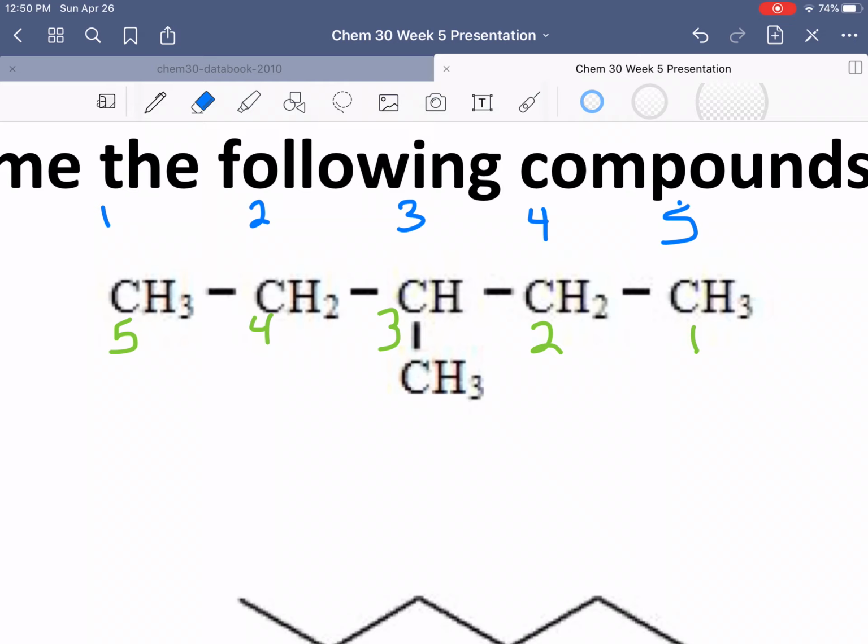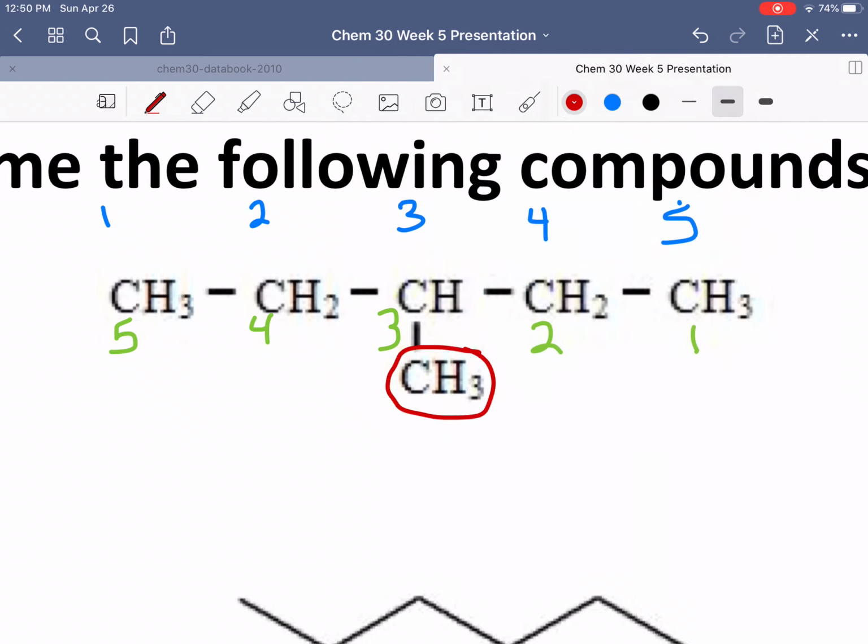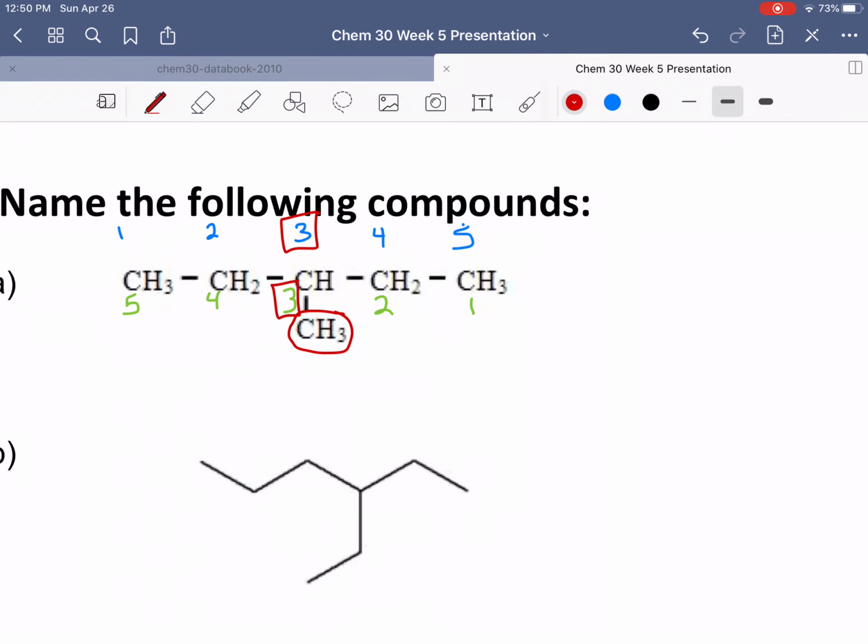Well, look at which one gives us the lowest number for our branching. This is the branch off of it. And if I go from blue numbers, 3 is the lowest. If I go from green numbers, 3 is the lowest. Oh, here's the deal then. It doesn't matter. You could use blue or green. We get the exact same answer either way. Yay! Okay, now to actually do this, we need a prefix.